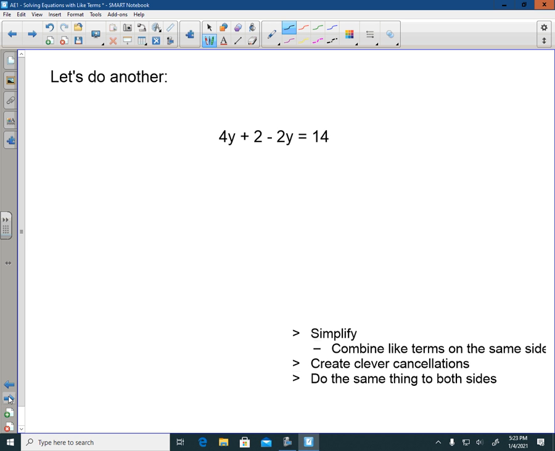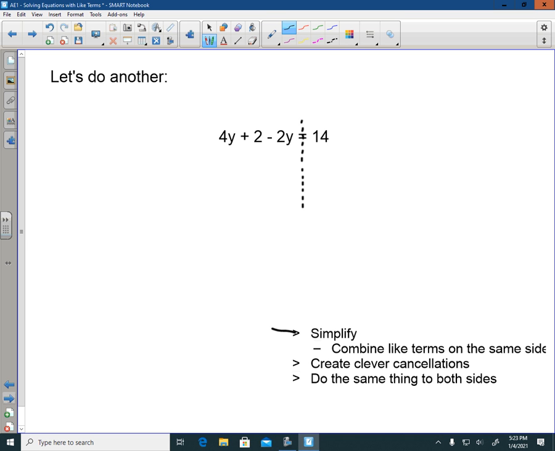So here we have 4y plus 2 minus 2y equals 14. Now this is a little bit more complicated than what we've seen before as far as solving an equation. So what we're going to want to do is simplify. And the only simplify step we know so far is to combine like terms on the same side. So let's make our sides. Now on the right side we have a 14. There's nothing to do to combine like terms over there. So let's take a look at the left side. We have 4y plus 2 minus 2y.